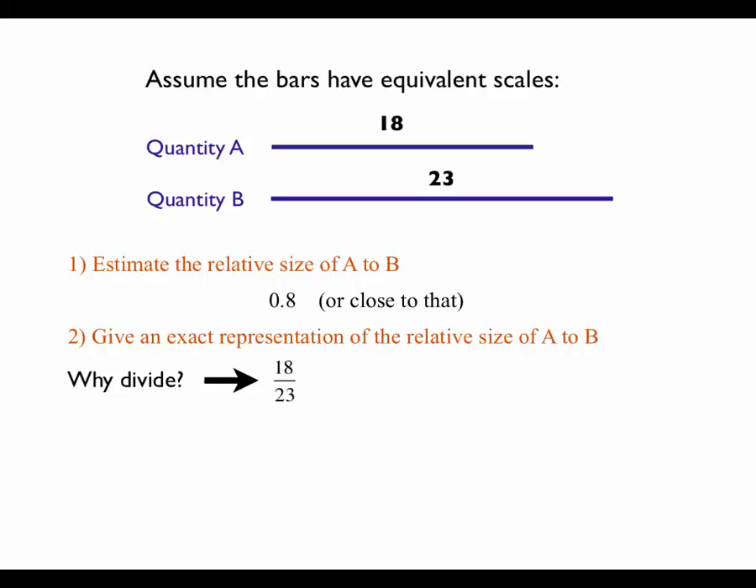Okay, why divide? What's the nuts and bolts behind how division gives us relative size? So you may have talked about this. It's basically 18/23. So 1/23 of the quantity B. Think of 1/23. Then quantity A is 18 of those, right? So we're taking 18 of the 1/23 of B. And to take 18 of 1/23, you divide 18 by 23. Okay, and that is about 0.783.